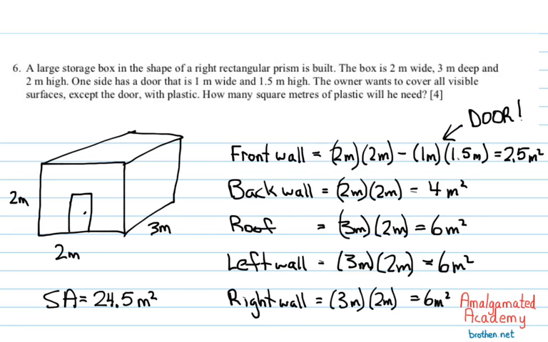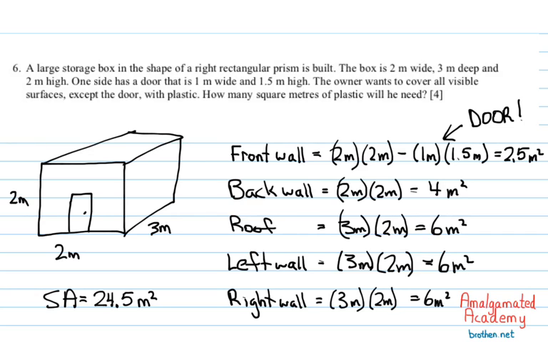Now, this one was drawn on the board when you guys did the assignment. So we have a large storage box in the shape of a right rectangular prism. It's 2 meters wide and 3 meters deep and 2 meters high. One side has a door that's 1 meter wide and 1.5 meters high. We have to cover all the surfaces except for the door with plastic. Now, if you did choose to cover the floor, I did give you full marks, although it seems weird that you'd cover the floor.